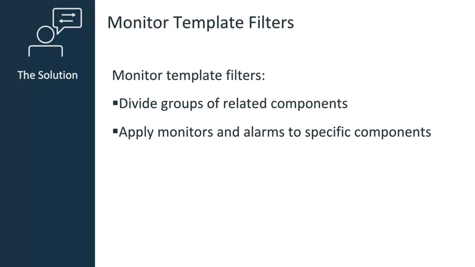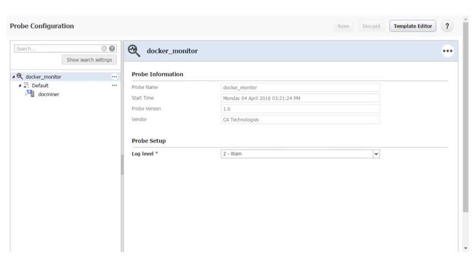You can resolve these issues by using monitor templates. Monitor templates contain filters that you can use to create divisions within groups of related components. These divisions allow you to selectively apply monitor and alarm settings. To create a monitor template, go to the Admin Console Configuration GUI for a probe. Here we see the probe configuration GUI for the Docker Monitor Probe. Click Template Editor.